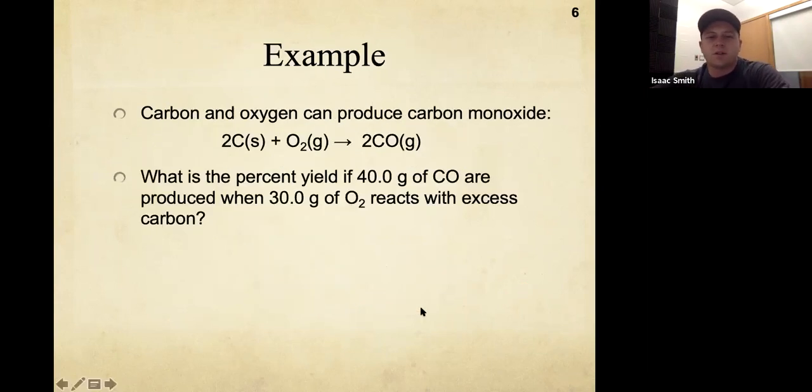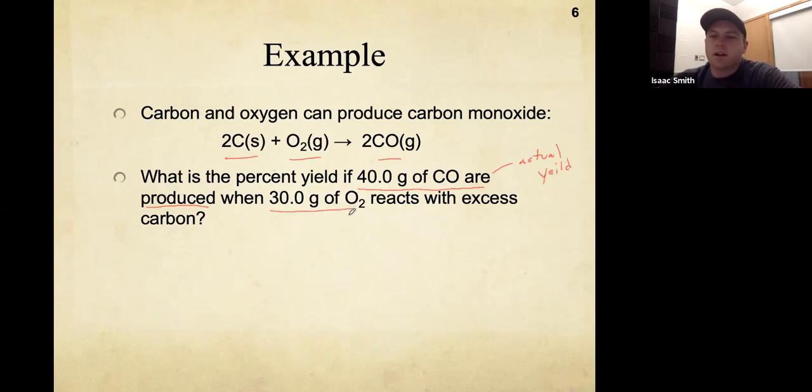So here's an example in terms of a chemical reaction. We have this chemical reaction where carbon is combining with oxygen to form carbon monoxide. The question is saying, what is the percent yield if 40 grams of carbon monoxide are produced when 30 grams of oxygen react with excess carbon? Okay, so 40 grams of carbon monoxide are produced. That's telling you that that's actually what happened. So this is our actual yield. We actually got 40 grams of carbon monoxide.